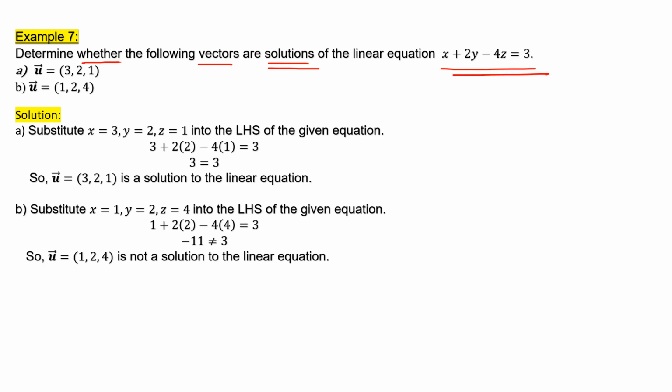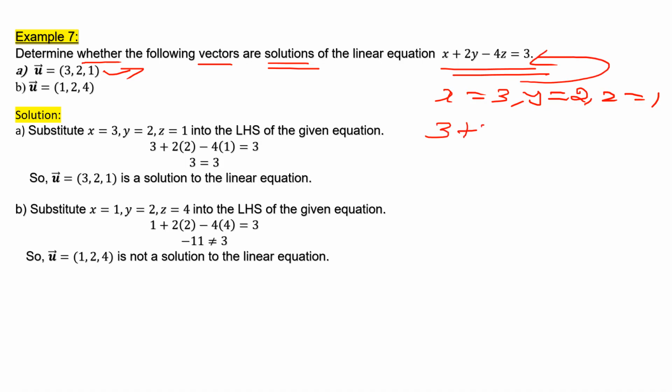So let us take the first one. So here u vector equal to (3, 2, 1). So that means what? x value equal to 3, y value equal to 2, z value equal to 1. Substitute these values in the given equation. So we have 3 plus 2 times 2 minus 4 times 1. So let us simplify. So 3, 2 times 2 is 4, minus 4 times 1 is 4. So plus 4 minus 4 cancel, we have 3.